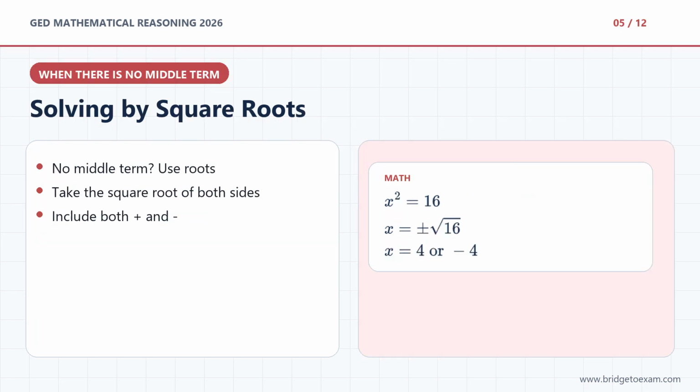When a quadratic has no middle x term, use square roots. For x squared equals 16, take the square root of both sides. But remember, there are 2 answers, positive and negative. So x equals +4 or -4. Never forget the negative root.